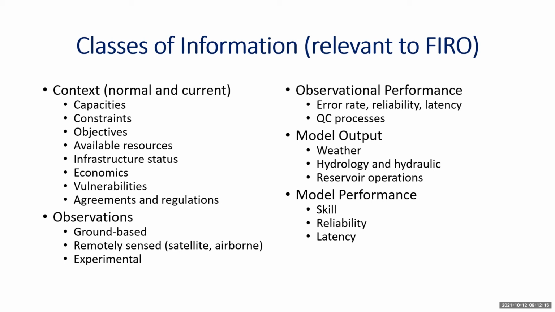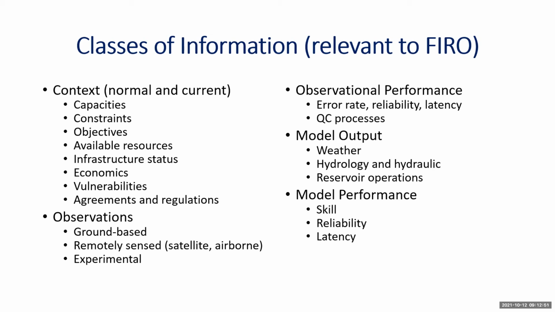Going along with our observations, we have observational performance. What are the error rates? What's the reliability? What's the latency associated with all the observational information that's coming in? We need tools to be able to understand that. Should you trust this gauge? Should you trust this estimate of precipitation or temperature or soil moisture or snow water equivalent?